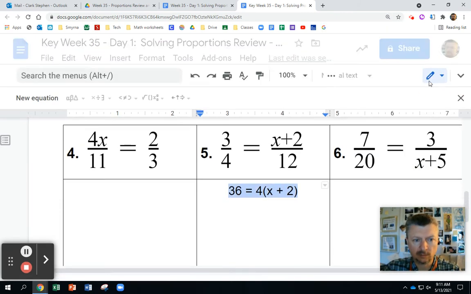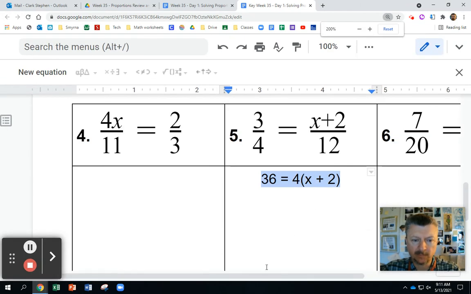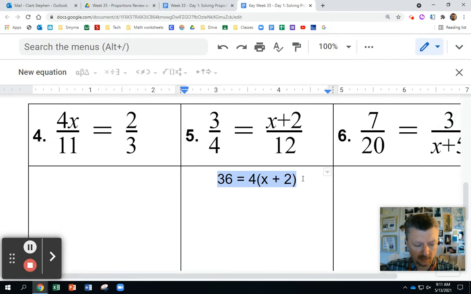Let me make it a little bigger, there we go. There, now everybody can see it. Okay, so we're going to distribute. First, 4 times x is 4x. 4 times 2 is 8, right? We did the distributive property. 4 times x, 4 times 2.